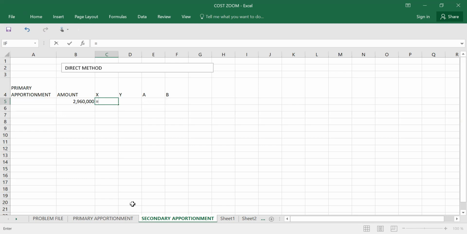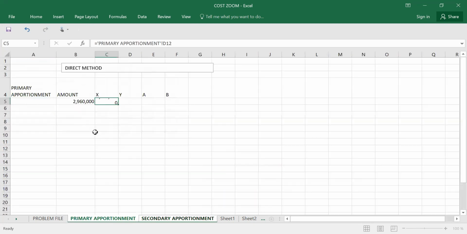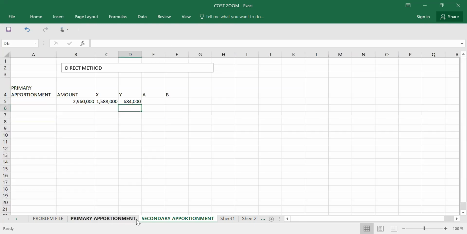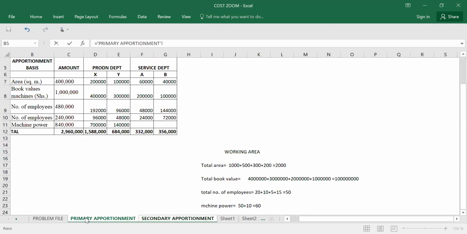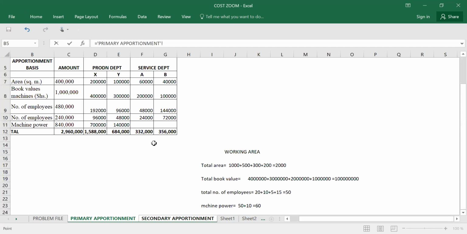Anyway, this will also equal this figure. For Y, I'm also going to Y. That figure is what I'm carrying. Then for B, it will equal the last total. Then also B, we come to the last total of B.